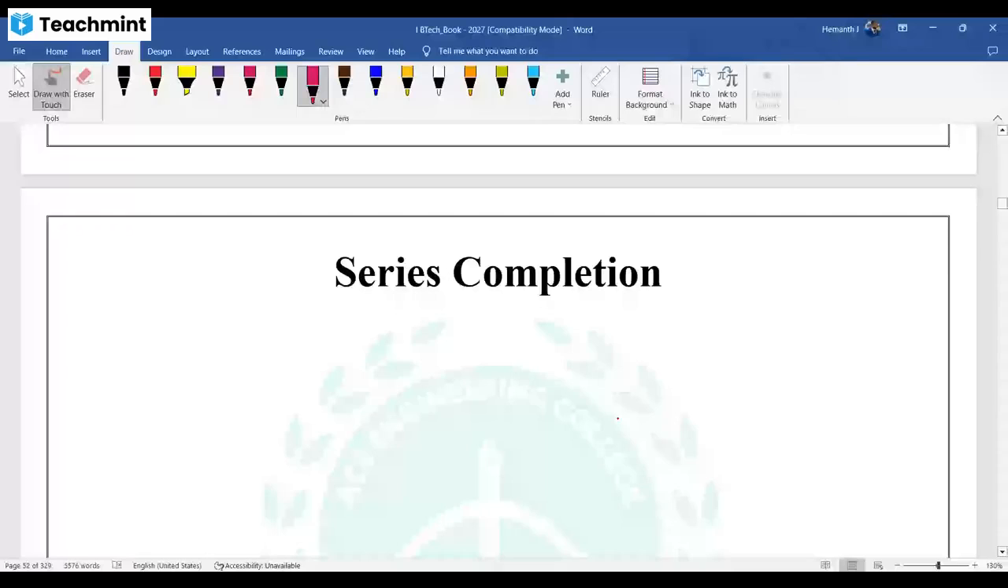Fine. So our next topic is series completion. As I mentioned, there are a lot of different series available. One is number series. When you know number series, you can solve wrong number series also. First one, number series.